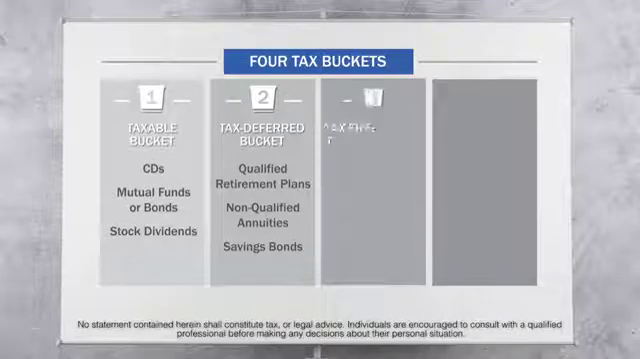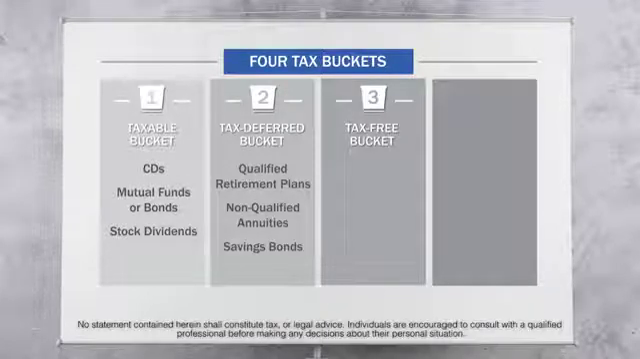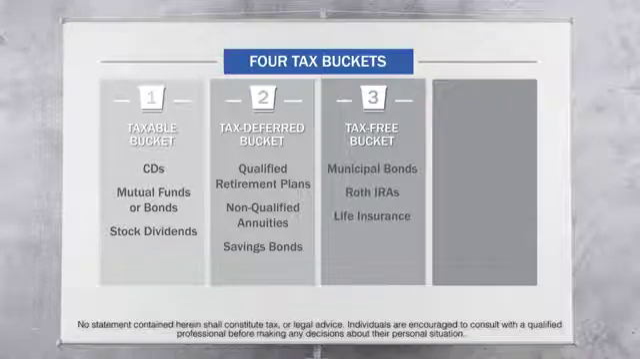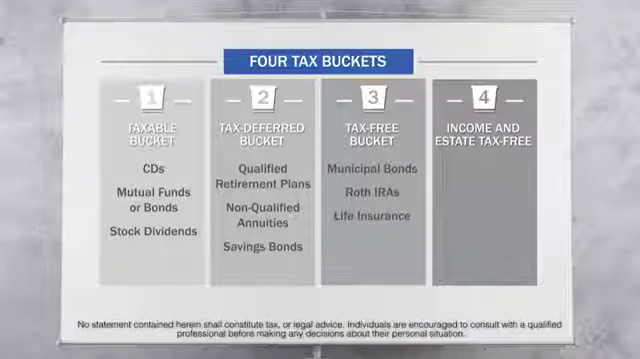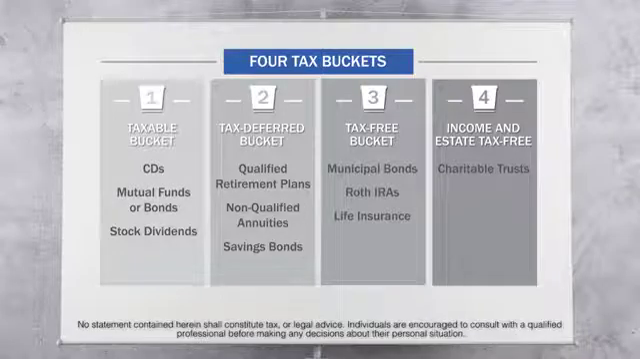The third bucket is your tax-free bucket. There are 3 financial vehicles that are currently tax-free: municipal bonds, Roth IRAs, and properly structured life insurance. Notice I said properly structured life insurance. Nothing else is tax-free. In fact, municipal bonds are not always tax-free, but for the most part they are. Finally, the fourth bucket is income and estate tax-free, and that's where you get into charitable trusts and other similar arrangements.